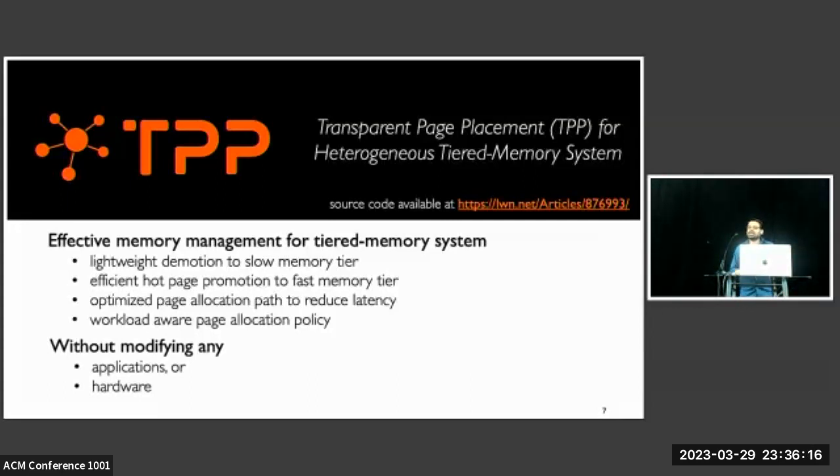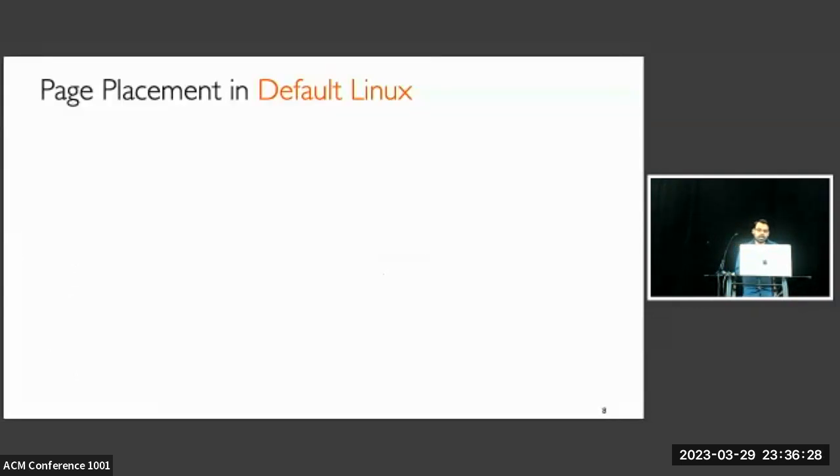And this work, as I said, is currently being used in Meta's production servers for more than 1.5 years. A version of TPP's patch set has already been merged into the Linux kernel. You can find it from Linux kernel version 5.18. So before I discuss TPP's components, let's first see how page placement happens in today's Linux.